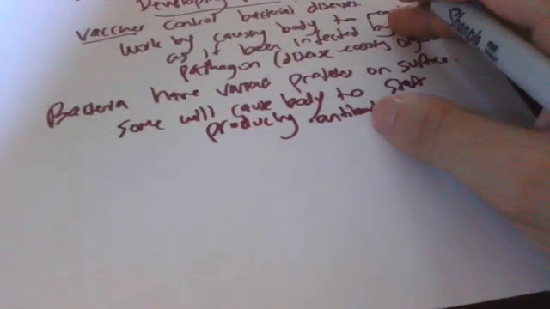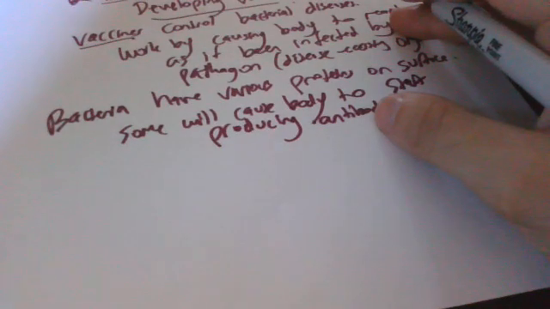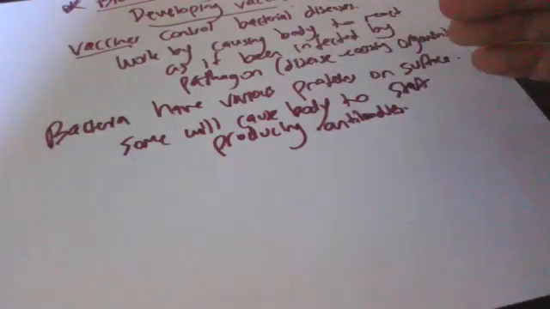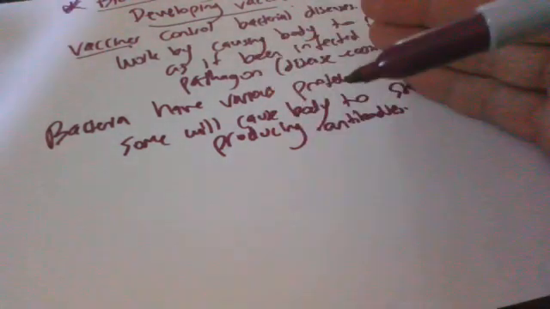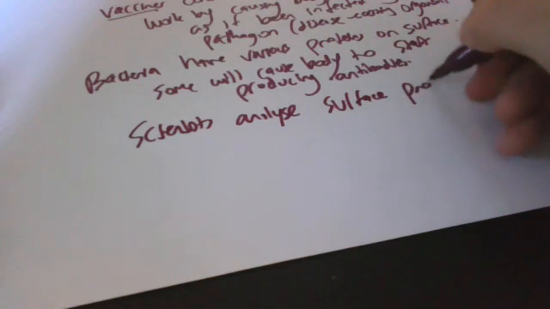So in terms of vaccines, okay, we need to identify the genetic code that causes the surface proteins to be produced, okay? And scientists analyze the surface proteins and identify those most likely to cause the antibodies to be produced, okay? So scientists analyze, and I'll draw a picture later on to show you what's happening, and identify most likely to cause antibody production.